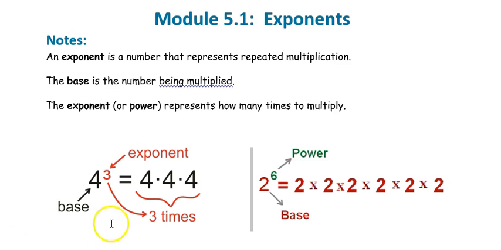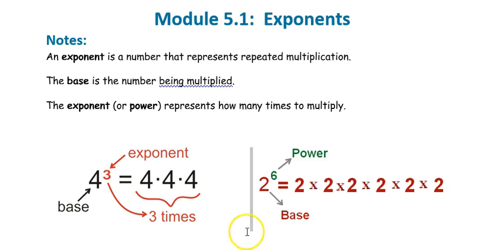In the first example, our base is 4 and our exponent is 3. That means we're going to multiply the base together, 4, 3 times: 4 times 4 times 4. In our second example, our base is 2, and our exponent or power is 6. That tells us to multiply the base together, which is 2, 6 times: 2 times 2 times 2 times 2 times 2 times 2.